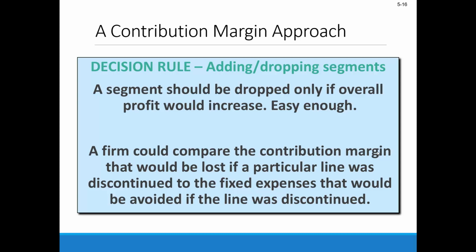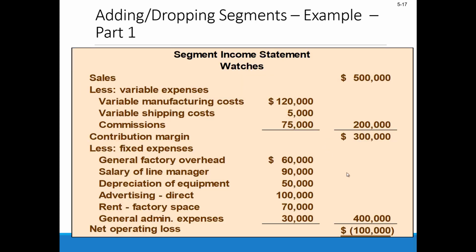So a firm could compare the overall contribution margin that would be lost if a particular line was discontinued to the fixed expenses that could be avoided, avoiding being the key word there, if the line was discontinued. Let's use an example here. Let's look at the segment income statement for a particular company's watches segment. They've got sales of $500,000, contribution margin of $300,000, and a whole bunch of fixed expenses shown here that result in a net operating loss at the segment level of $100,000.